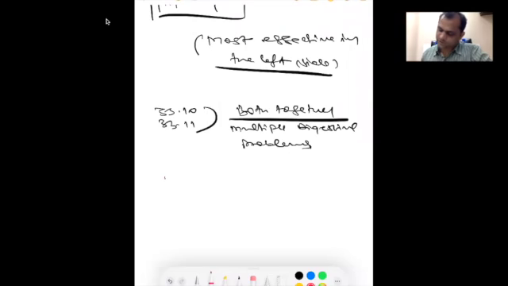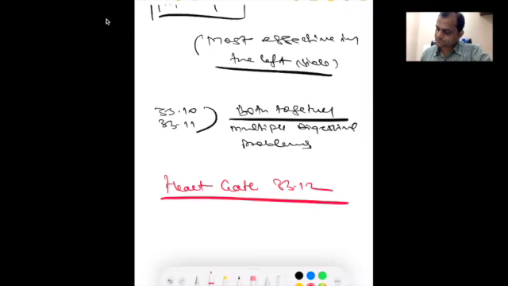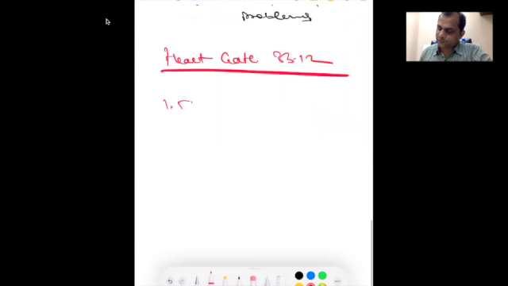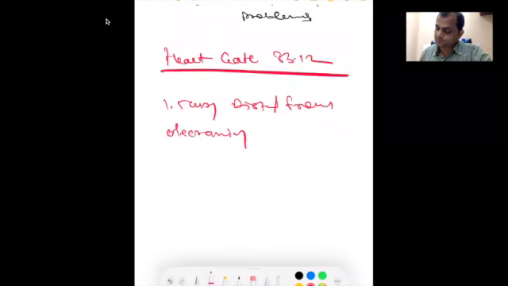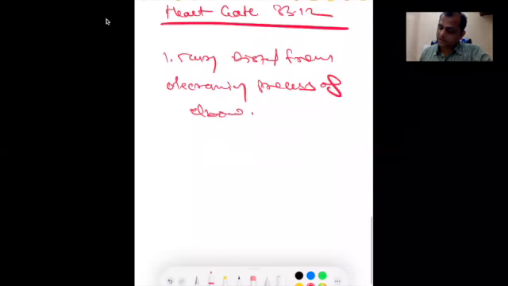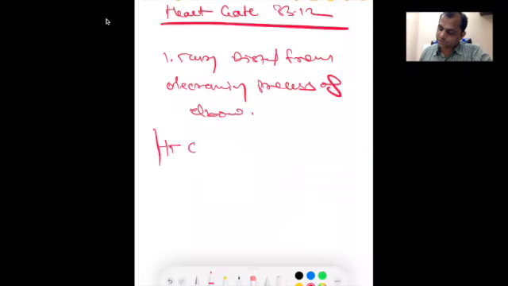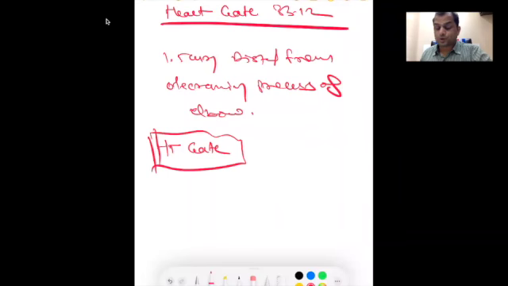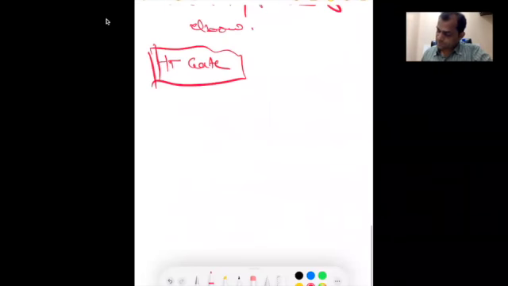Then we discuss the third point, that is Heart Gate, or 33.12, which is 1.5 tune distal from the elbow, from the olecranon process, the pointed part of the elbow. And the name is Heart Gate. What is the indication?